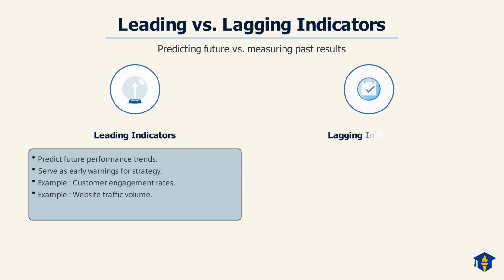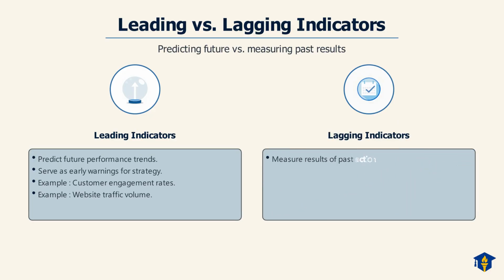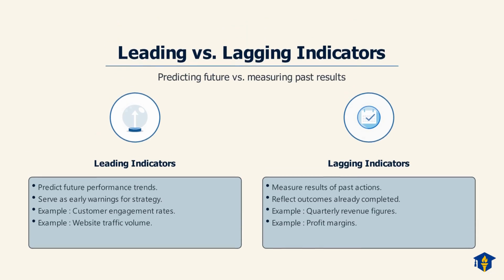On the other hand, lagging indicators look back at what has already occurred. They measure the outcomes and results of actions taken in the past. These indicators show us what has already been achieved or completed. Quarterly revenue figures are a classic example, reflecting past financial performance. Similarly, profit margins indicate the profitability achieved in a previous period.